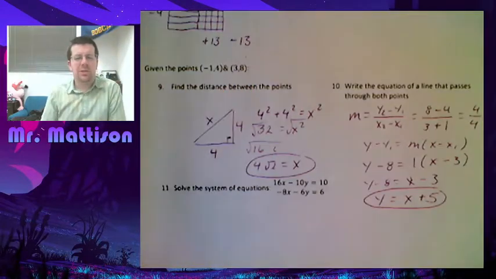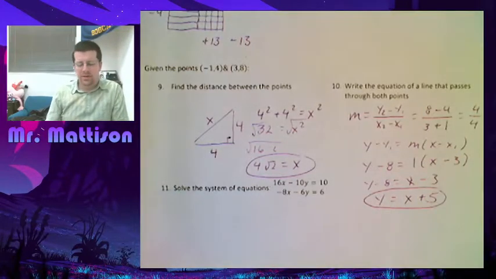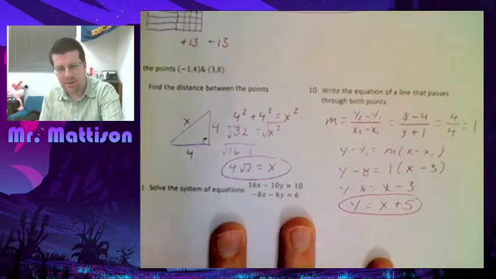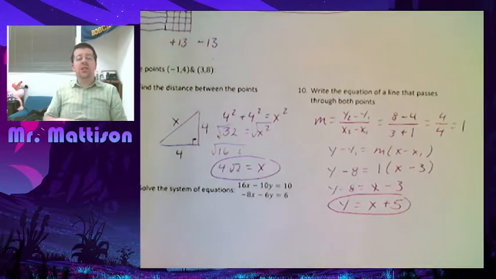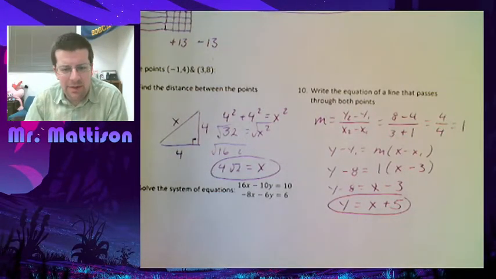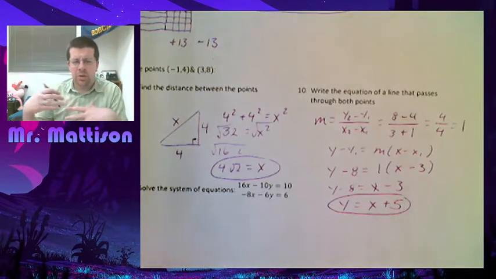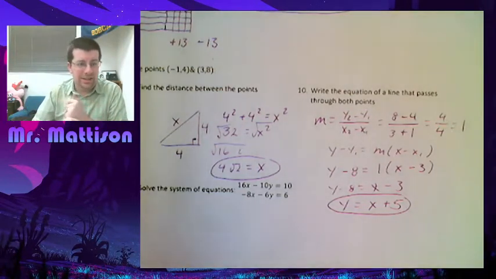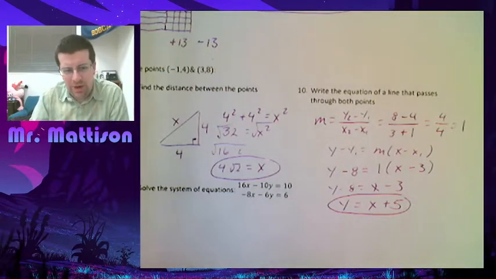And there's other ways in which you can do that, but you'll still get that y is equal to x plus 5. So however you do it, you typically want to find a slope and then use that slope and one of those points to find your equation for it.